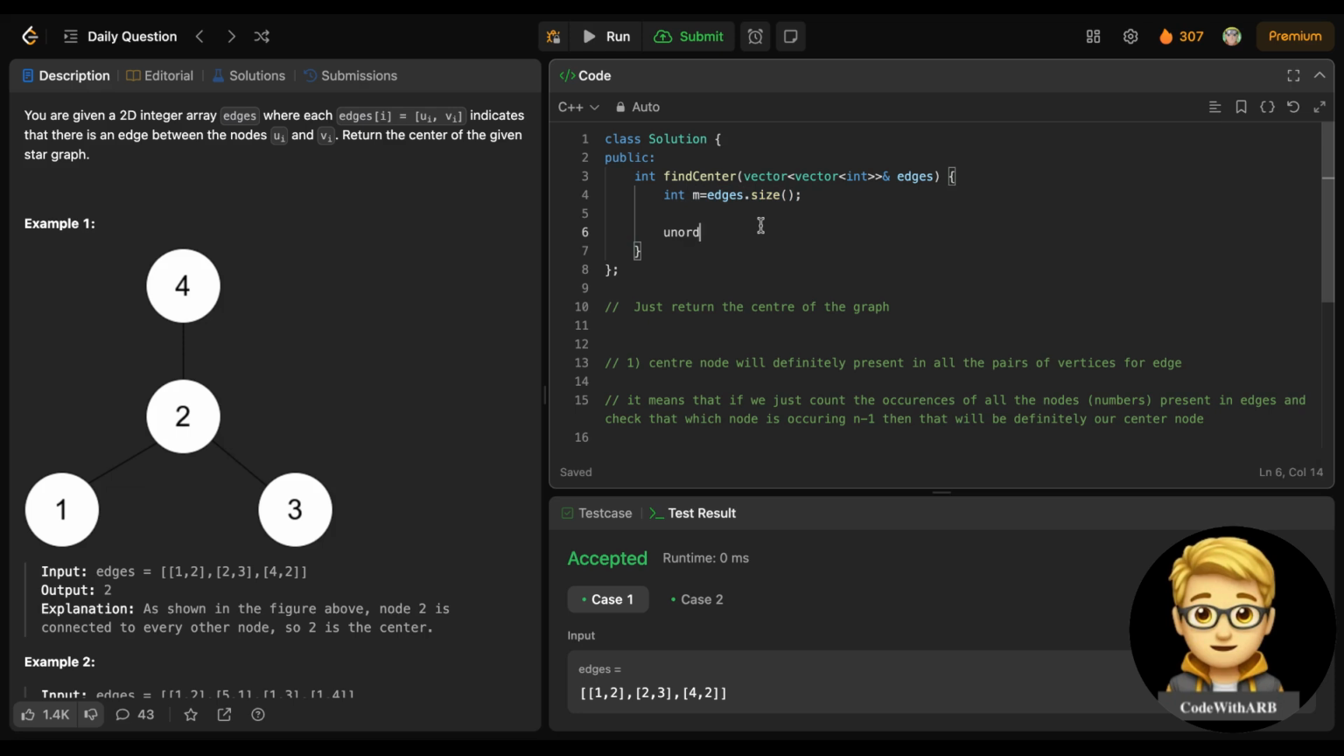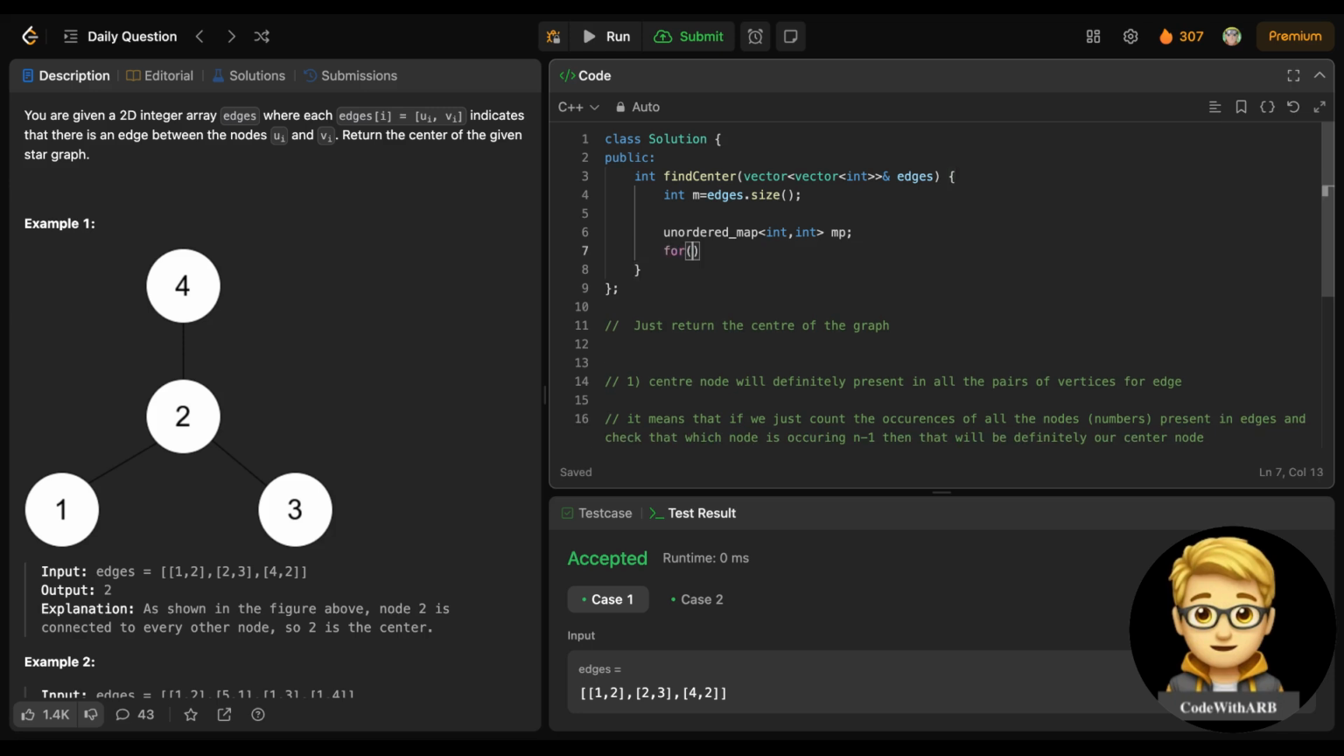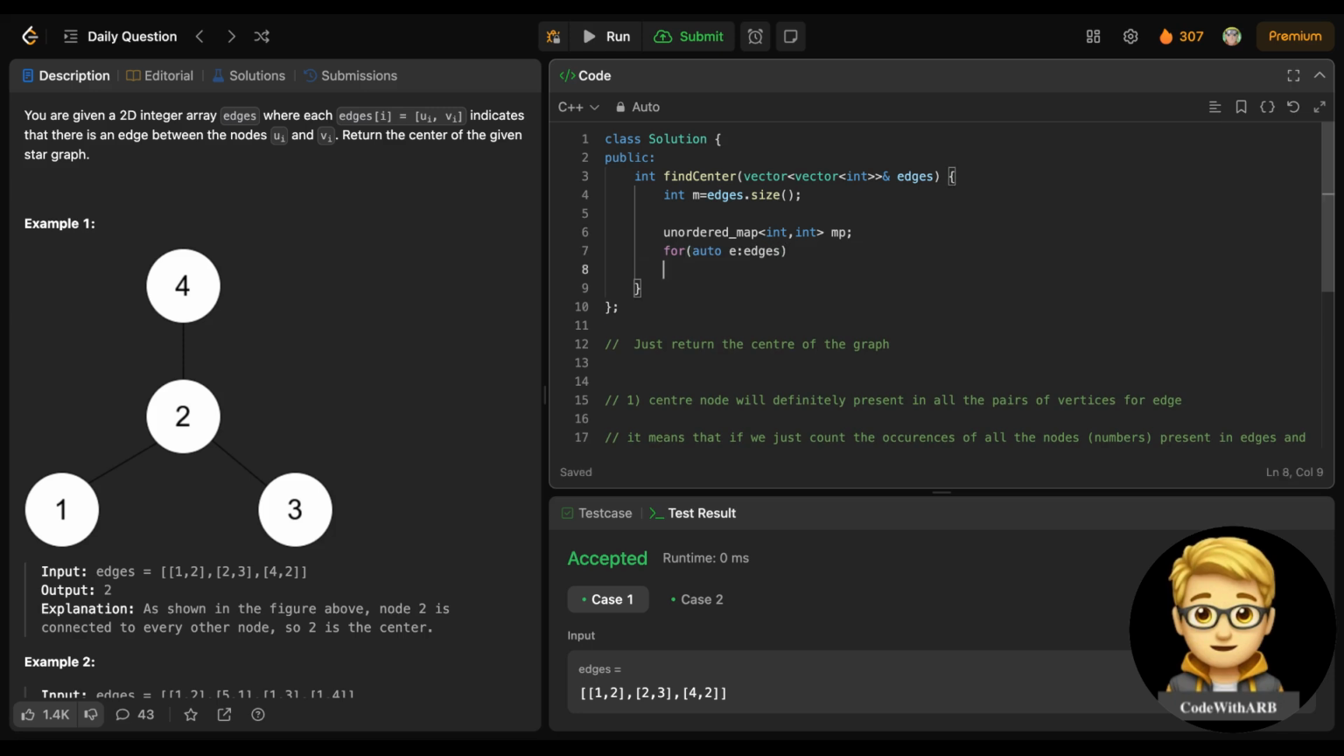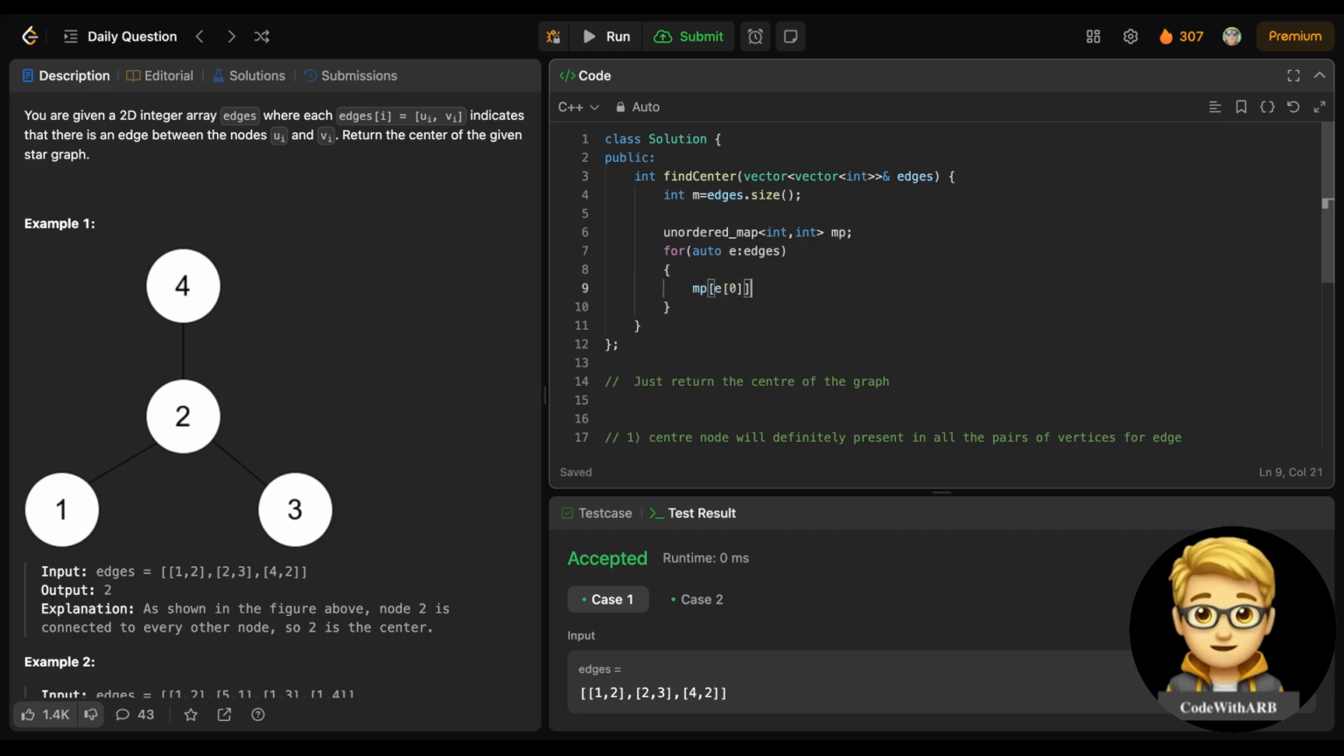So what we will do, we will take an ordered map to count all the numbers, and I will just iterate in this edges, right? This is a pair given. So this is a 2D array. Edges is a 2D array, two vertices. So I need to insert both of the numbers in my map for counting purposes.